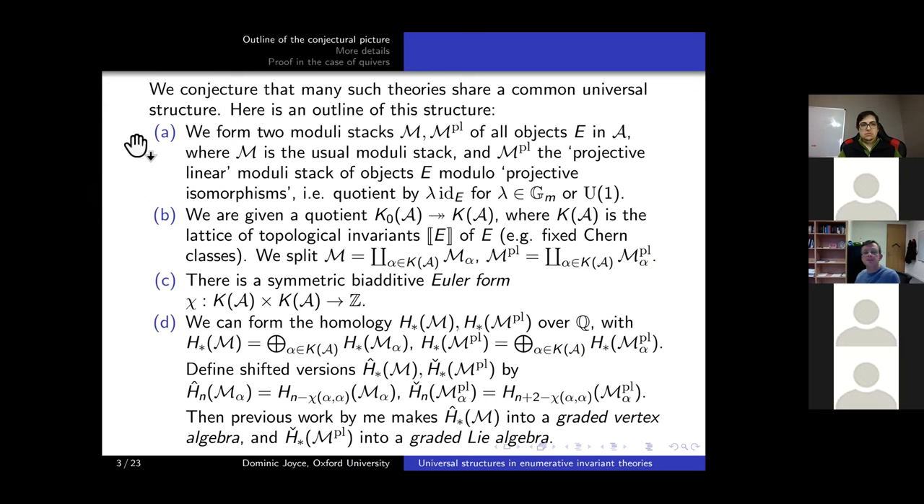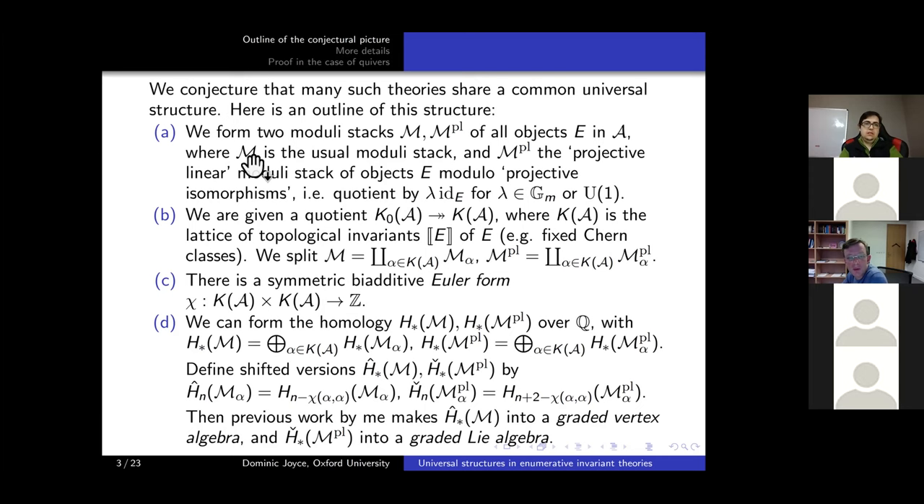Firstly, I want to form two moduli stacks, M and M^PL. It's going to be important for me to work in the world of stacks rather than in the world of schemes. These are moduli stacks of all objects E in your category A. Here M is really the usual moduli stack, such as a moduli stack of coherent sheaves, which Gróf-Ziegler defined. M^PL is what I call a projective linear moduli stack. This is a moduli stack of objects E, modulo not up to isomorphism, but up to projective isomorphism. What this really means is that we quotient out by the multiples of the identity, where lambda lies in G_m or U(1).